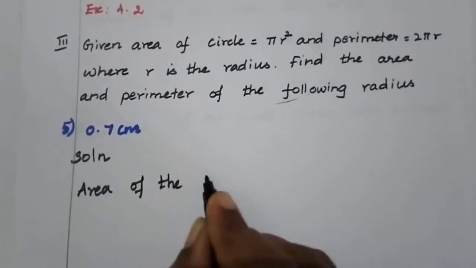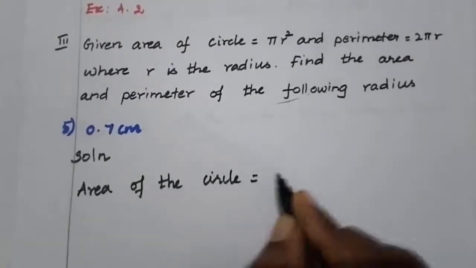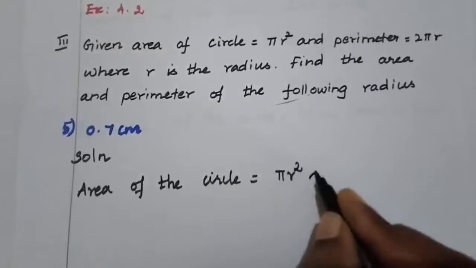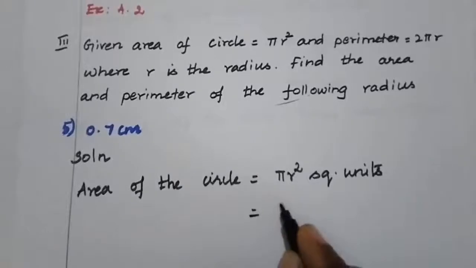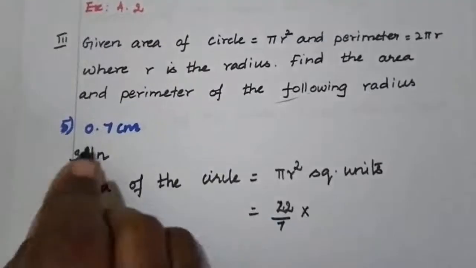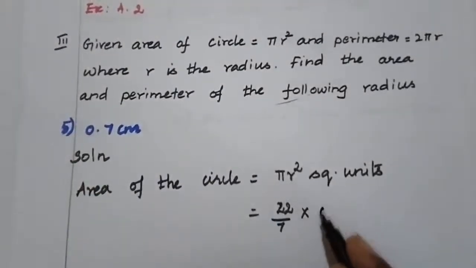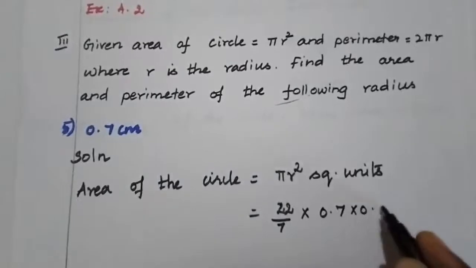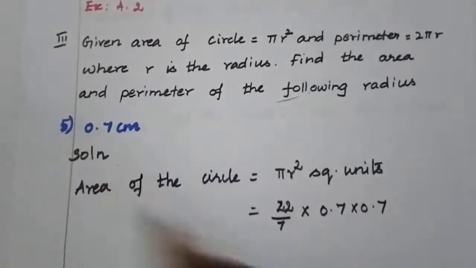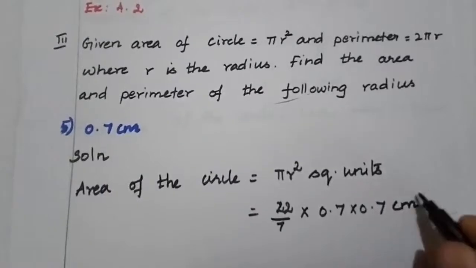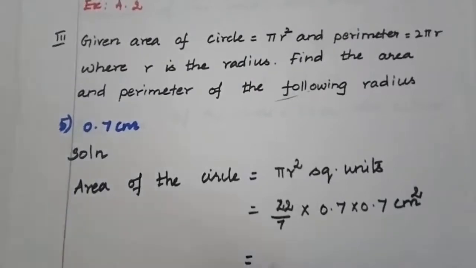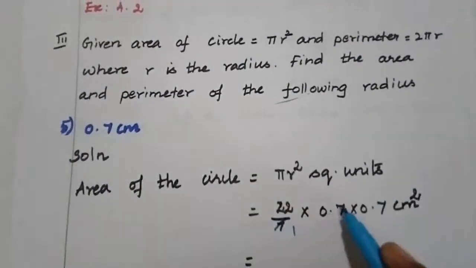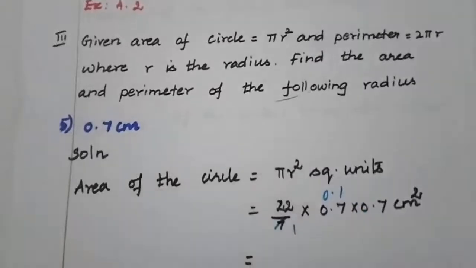Area of the circle is equal to pi r square units. Pi is nothing but 22 by 7 into r is 0.7. So here r square, so you have to write it as 0.7 into 0.7. And here the unit given in the question is centimeter. This is square unit, so you have to write it as centimeter square. So now you can cancel this one. 1 7 is 7 and 0.1 7 is 7.